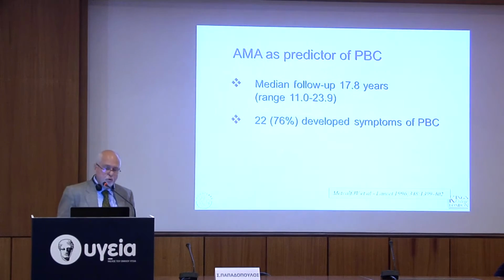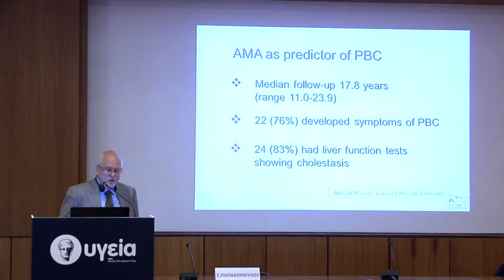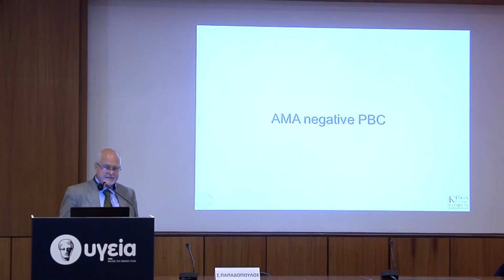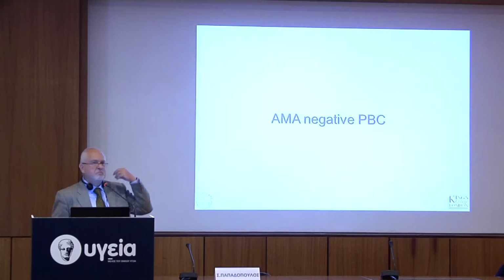Really, 22 of the 29 patients had developed symptoms of PBC. 24 had liver function tests showing cholestasis. They repeated the biopsy in most of them, and there was clear PBC. So the anti-mitochondrial antibody tells you that PBC will be there in 10 years, 20 years. If you have an anti-mitochondrial antibody, almost certainly the disease will come.